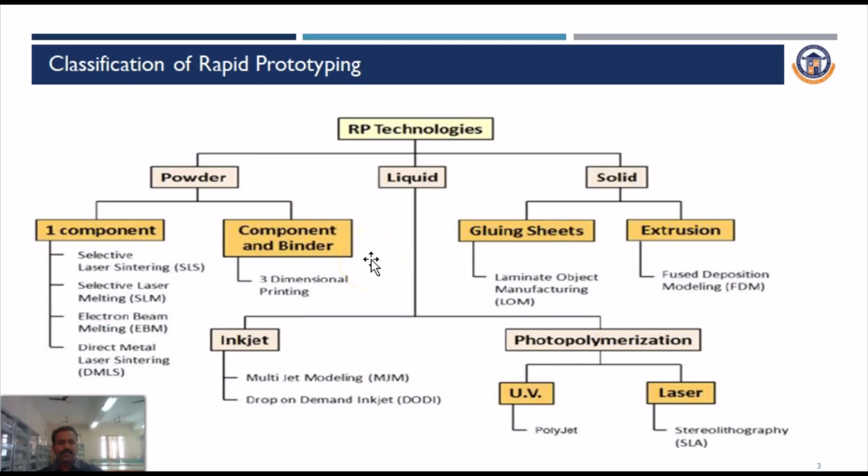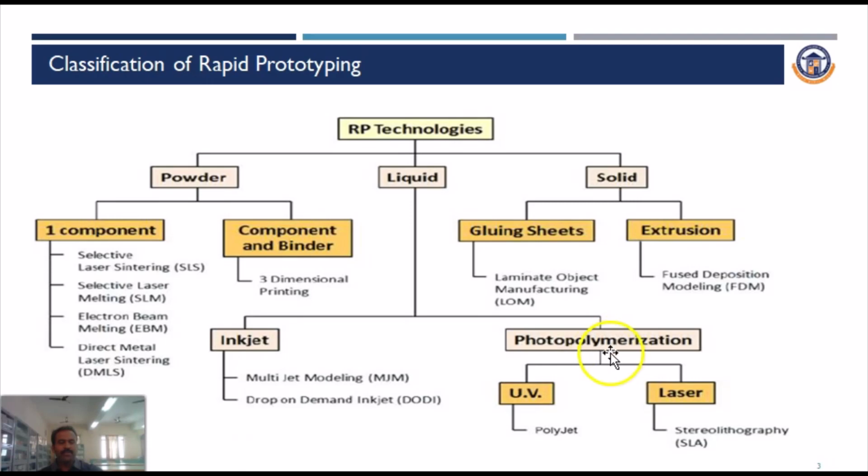So this is the classification of RPT. We already discussed these classifications, but once again we will remember and repeat. RP technology is classified into three types: powder, liquid and solid. Today we discuss the liquid category. In this liquid category we have two classifications: one is inkjet, another is photopolymerization. Today we discuss the photopolymerization category.